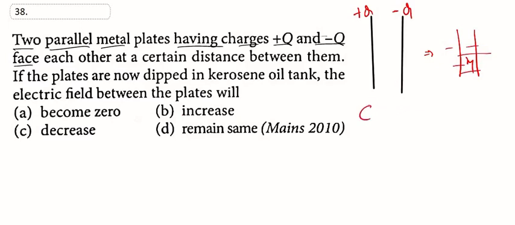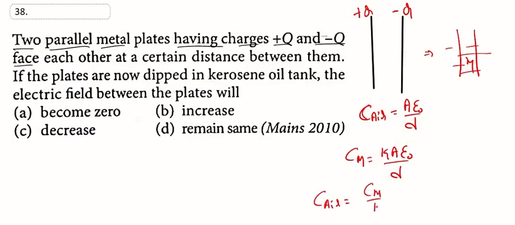So look, the capacitance in air is equal to A epsilon naught divided by d. What is the capacitance in medium? The capacitance in medium is equal to K A epsilon naught divided by d. So now the capacitance of air is equal to the capacitance of medium divided by K. That is the answer for this one.